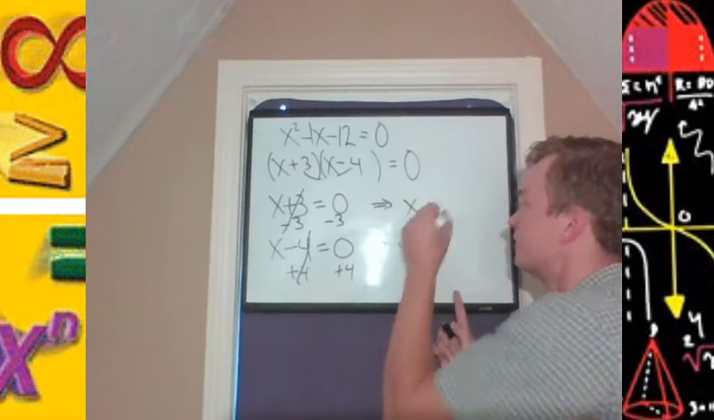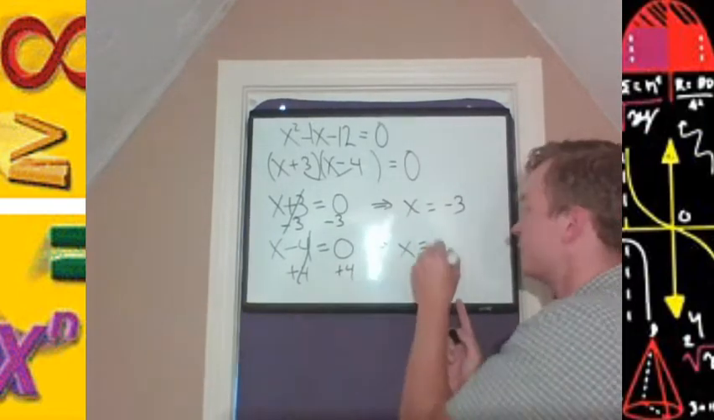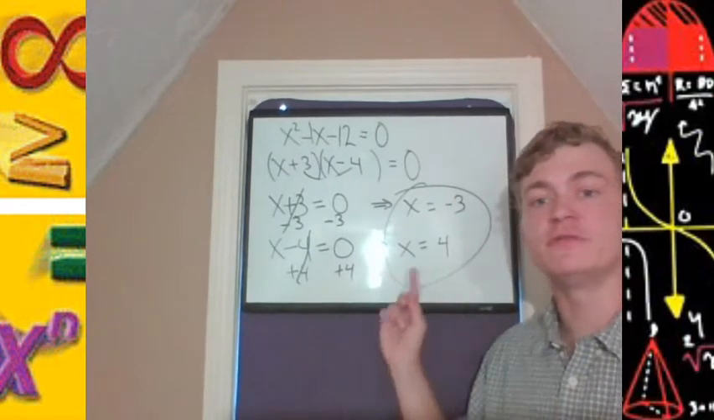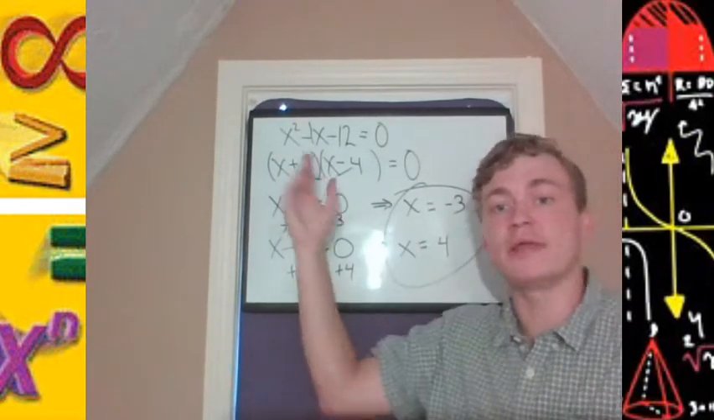0 minus 3, 0 plus 4. So we obtain our solutions. Negative 3 is a solution, 4 is a solution. We can confirm that by plugging them in.